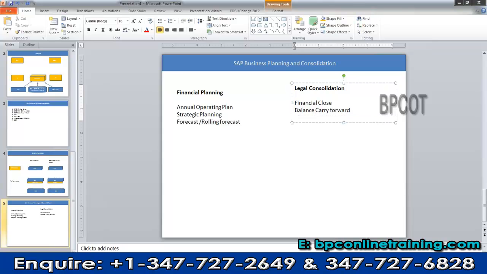You can do the net income calculation, retained earnings calculation, cash flow preparation. You can do the currency translation using this legal consolidation application.